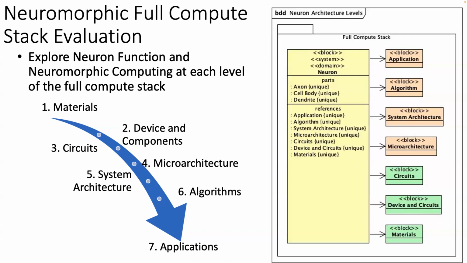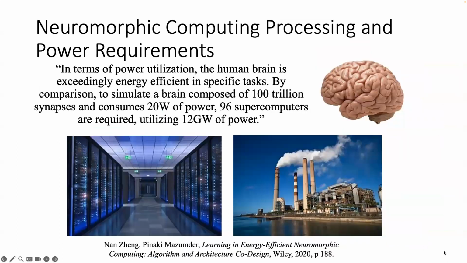The layers are 1, the material layers, 2, the components and device layers, 3, circuits, 4, microarchitecture, 5, system architecture, 6, algorithms, and 7, algorithms. And so basically what you're finding is there's a growing complexity, but an interconnectedness between each of these layers. And in a couple of charts, I'll get into a little bit more detail to give you another perspective of how that would look. I'll look at a use case diagram and an activity diagram to hopefully give you a better sense of how those are related.